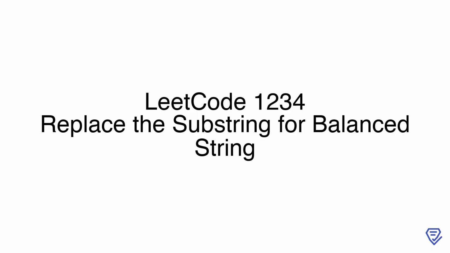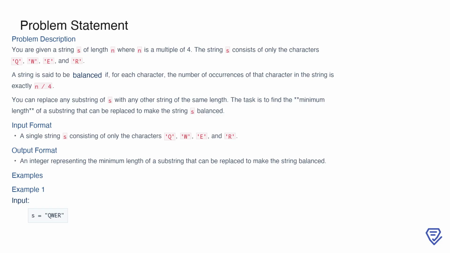Let's get started. In this problem, you are given a string S of length n, where n is a multiple of 4, and the string consists only of the characters Q, W, E, and R. A string is considered balanced if each character appears exactly n/4 times. Your task is to determine the minimum length of a substring that can be replaced with any other string of the same length to make S balanced.